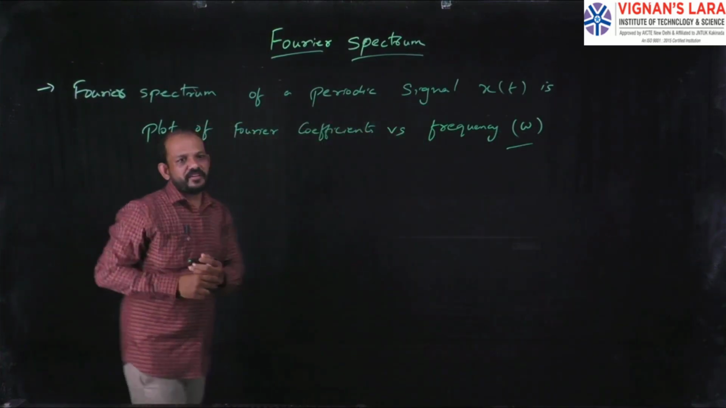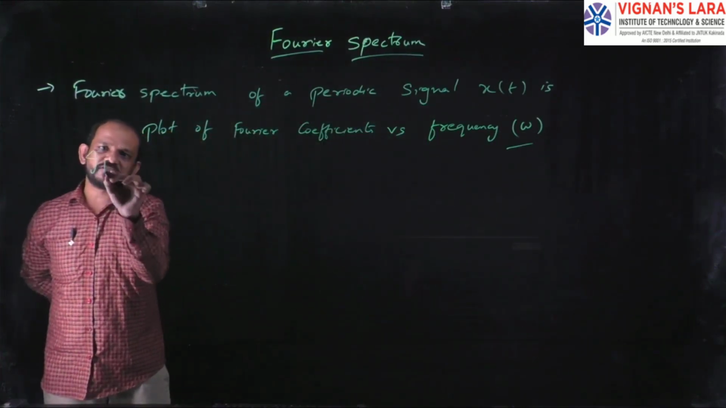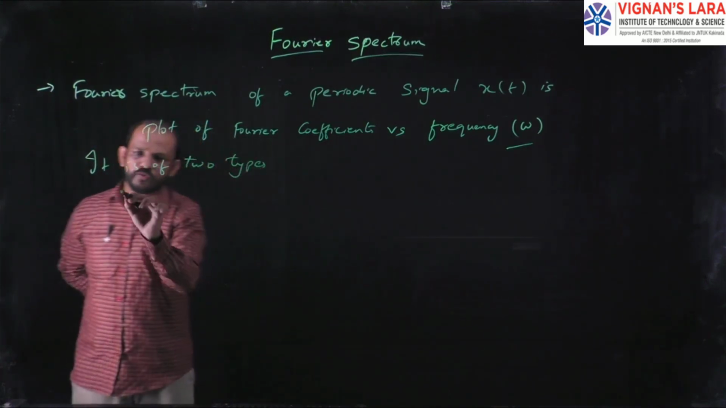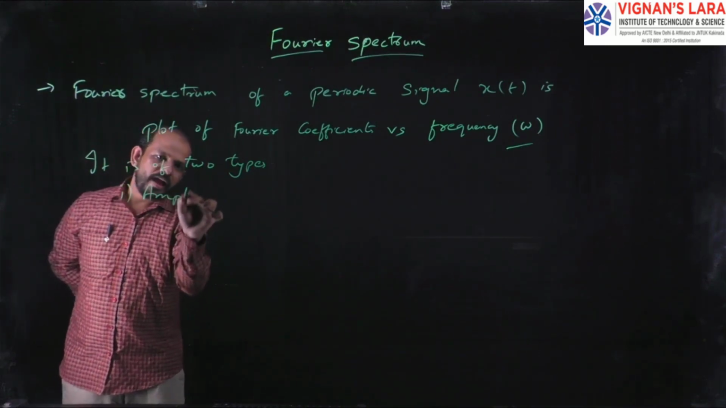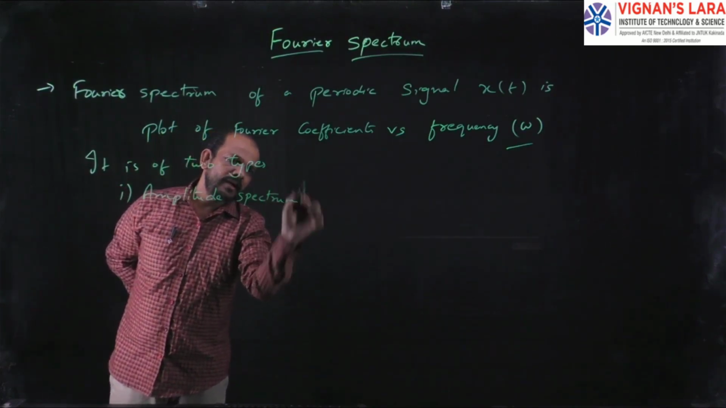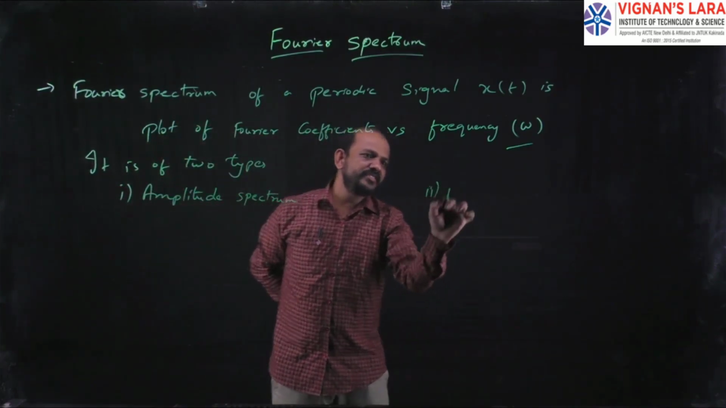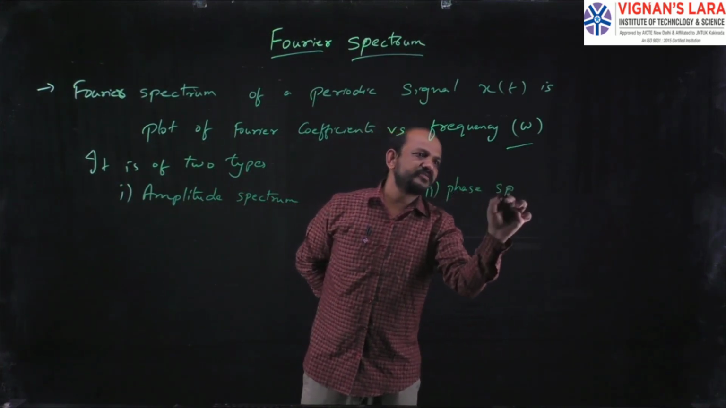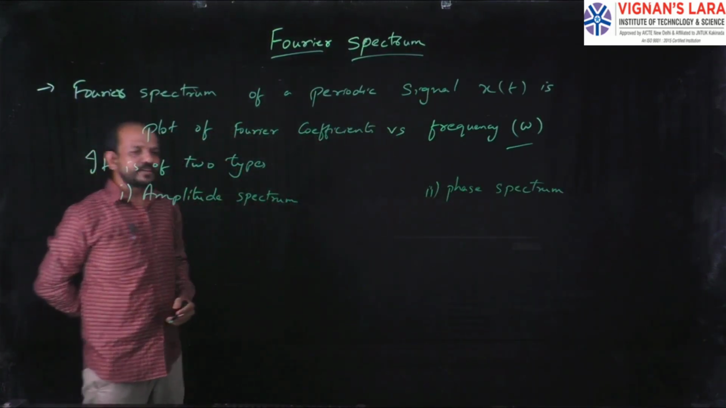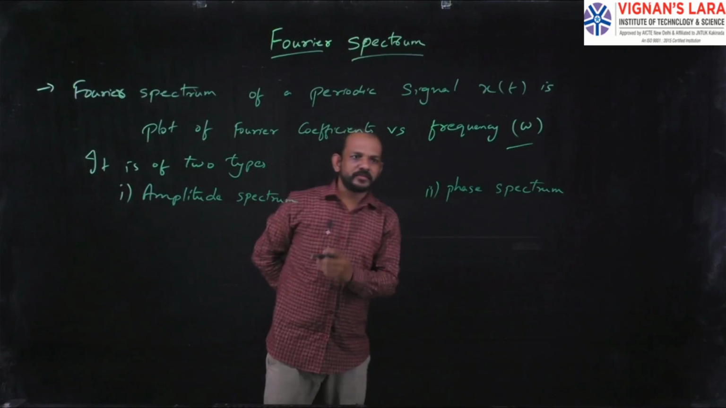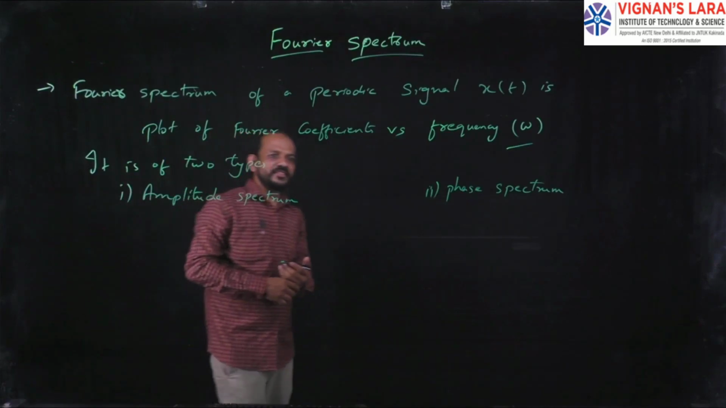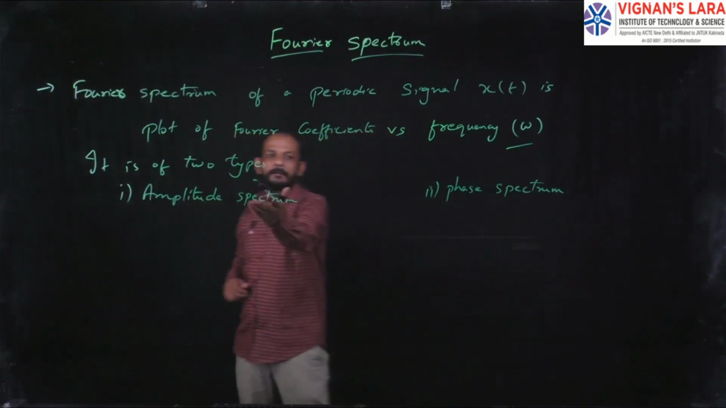And this Fourier spectrum is of two types. First one is the amplitude spectrum, and the second one is the phase spectrum. What is the amplitude spectrum? The plot of amplitude of the Fourier coefficients versus frequency will give the amplitude spectrum.